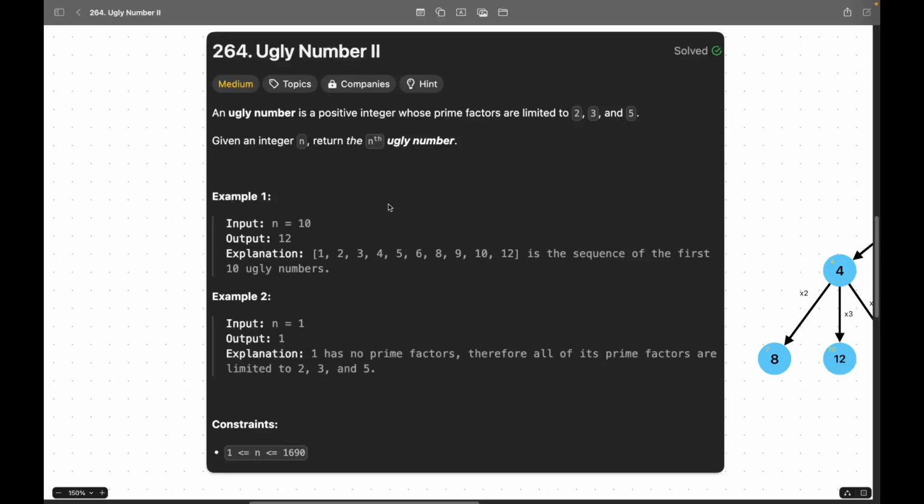Hey everyone, today we are going to solve the problem of the day, which is Ugly Number 2. An ugly number is a positive integer whose prime factors are limited to 2, 3 and 5. And we have to find the nth ugly number.